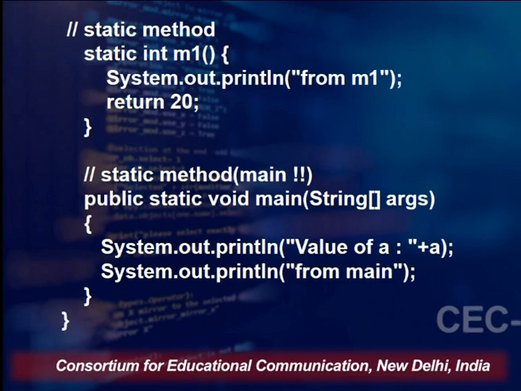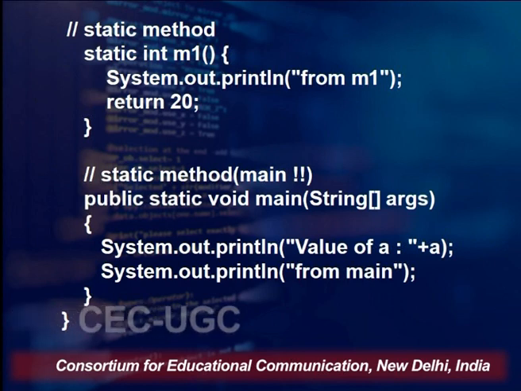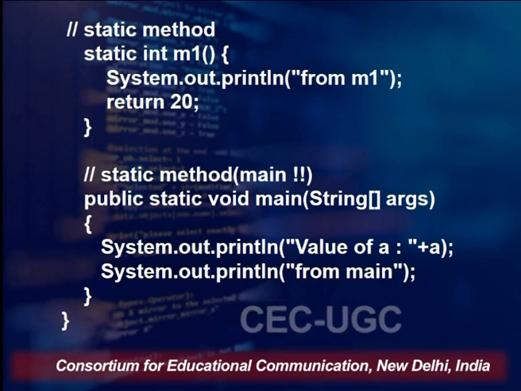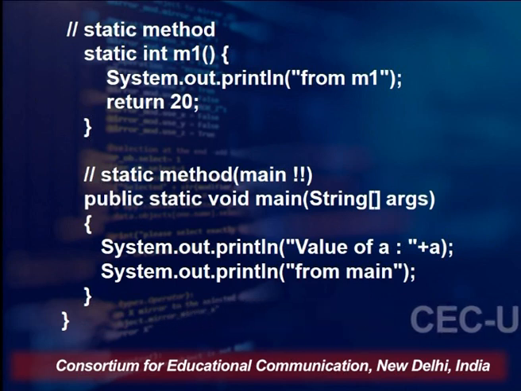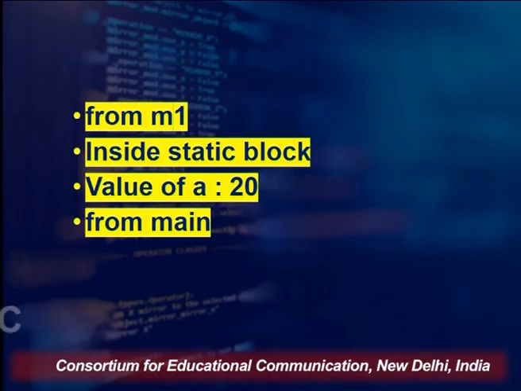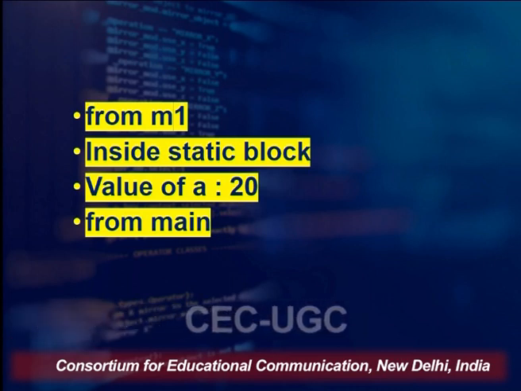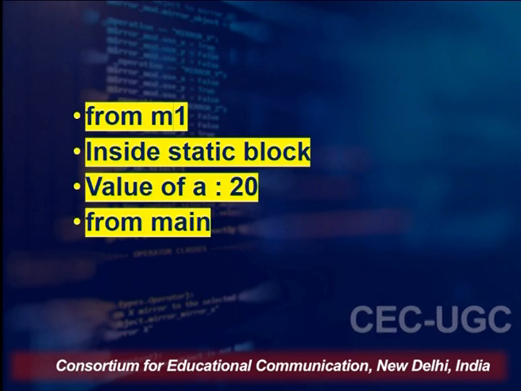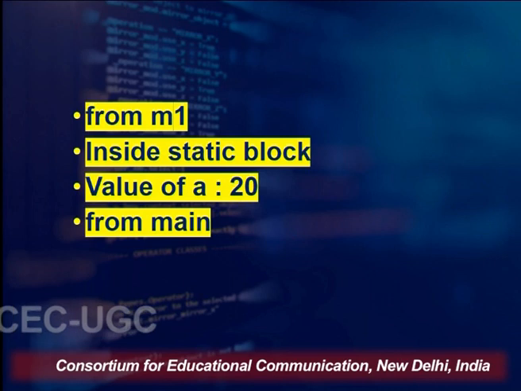And main is printing nothing but the value of A, and it is also printing a term which says "from main". Now when we talk about the output of this particular program, here we have "from m1". That means this method m1 is executed. This is going to give us the print of this term "from m1".